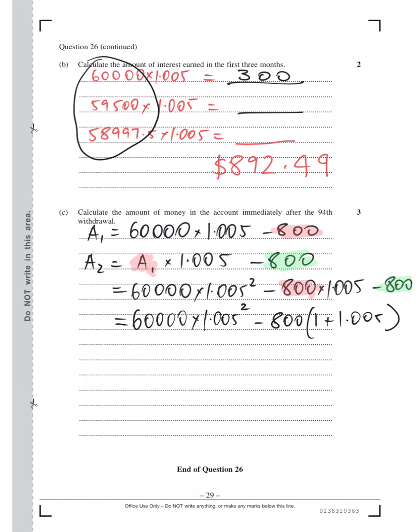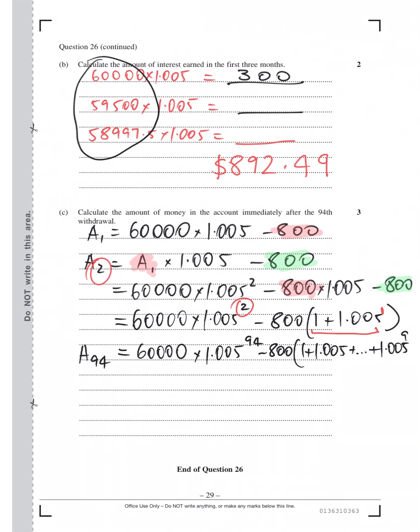Now, if we go and do that for A94, that's what we're asked to do here, 60,000 times 1.005 to the 94, because I notice here, these powers are the same, whereas this power here is one less. But there are still two terms here. So when I go to add together the GP that is going to sit in those brackets, it's going to actually have the same power in the end, but it gets there a little bit differently. So it's minus 800, 1 plus 1.005 plus all the way up to 1.005 to the 93.